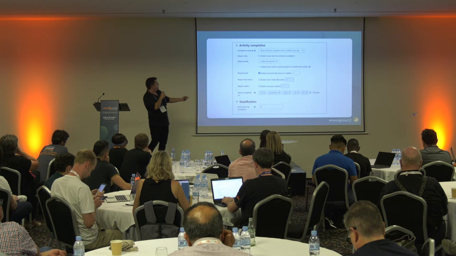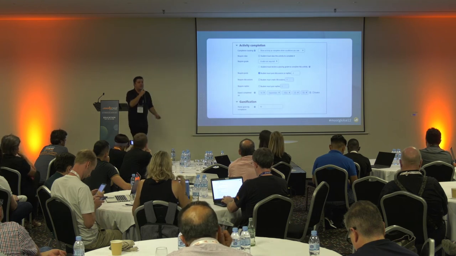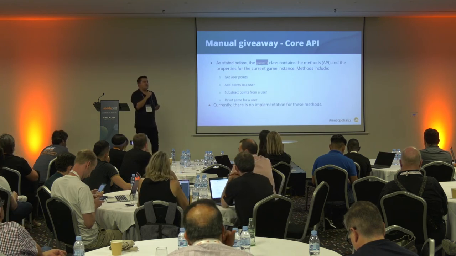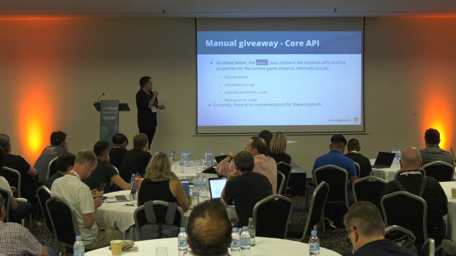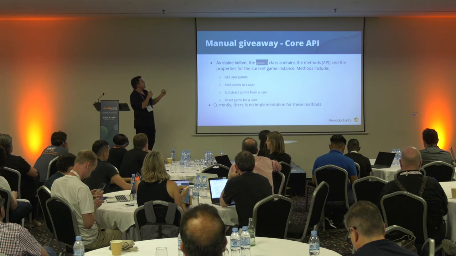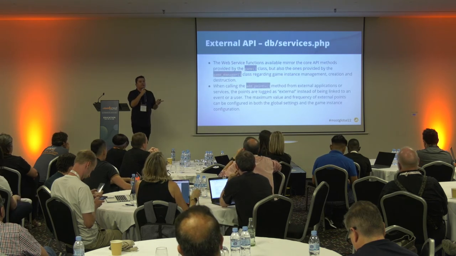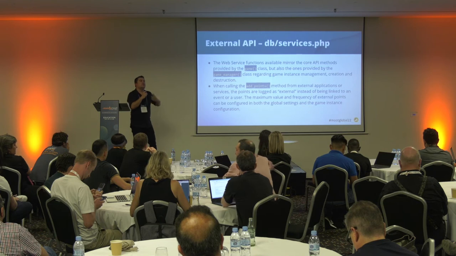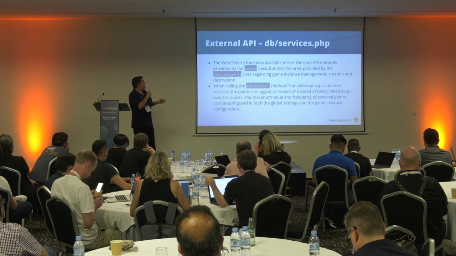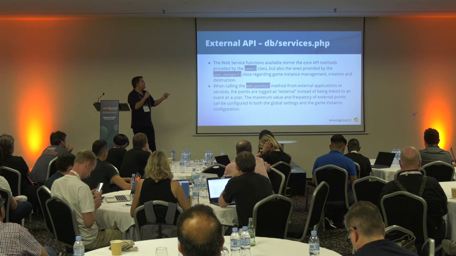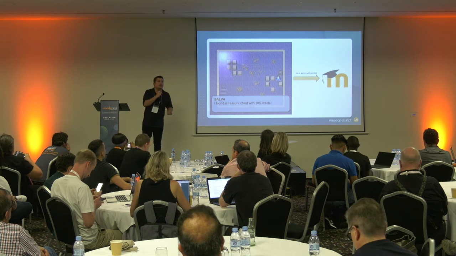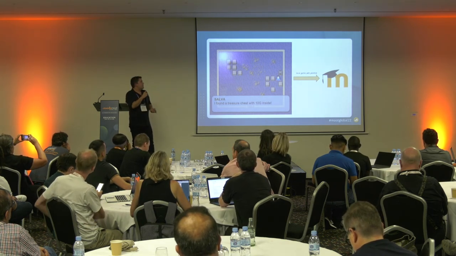So you can see here that I added a gamification section to the activity settings. For manual giveaway, a teacher, or a user with capabilities, can give points to another user, but I haven't implemented this yet. And finally, there's a whole set of external API functions that allow an external system to give points to the game instance. These points are tagged as external. For example, if I created a game in Unity, this is a mockup of course, I can call the local game points function in Moodle, and the points will go to the game instance.